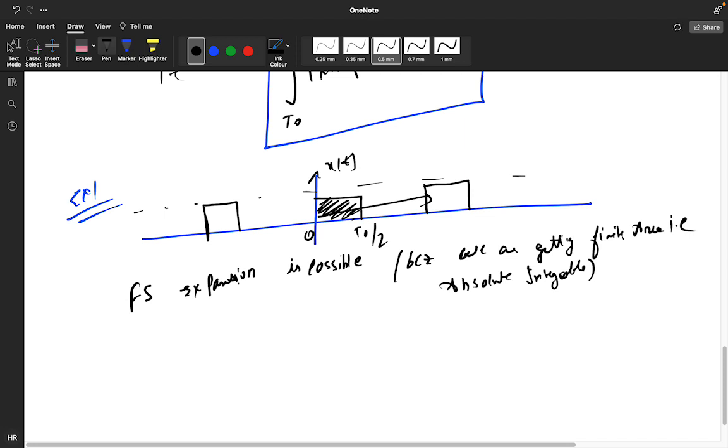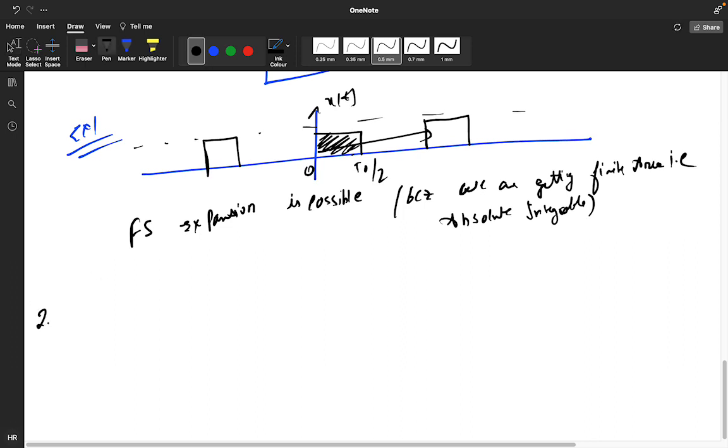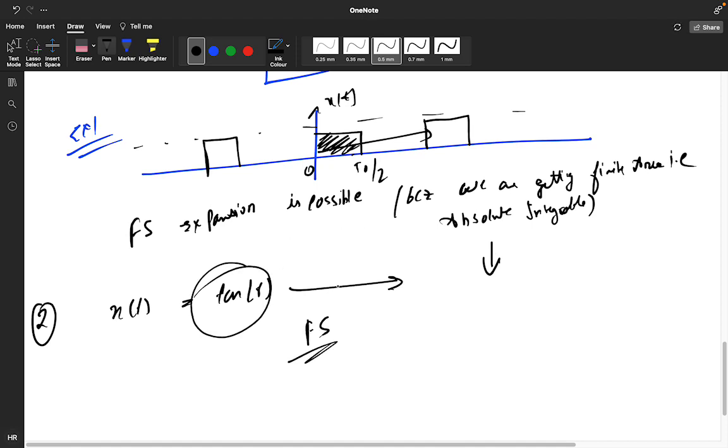Now a second example: x of t equals tan t. Here we will not get a Fourier series expansion, because we will not get a finite area. The tan graph goes upward, so an infinite value will come. That's why the Fourier series of tan t is not possible.